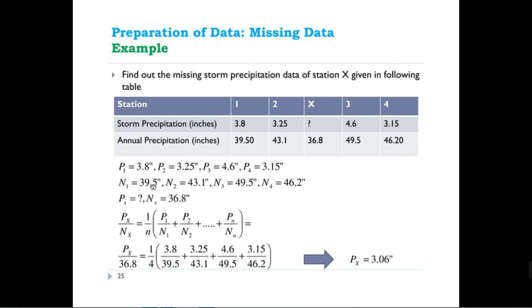We can use the following equations. So P1 is 3.8 inches, P2 is 3.25, P3 is 4.6, and P4 is one. So we have to find the Px. The N value we know, the annual precipitation.